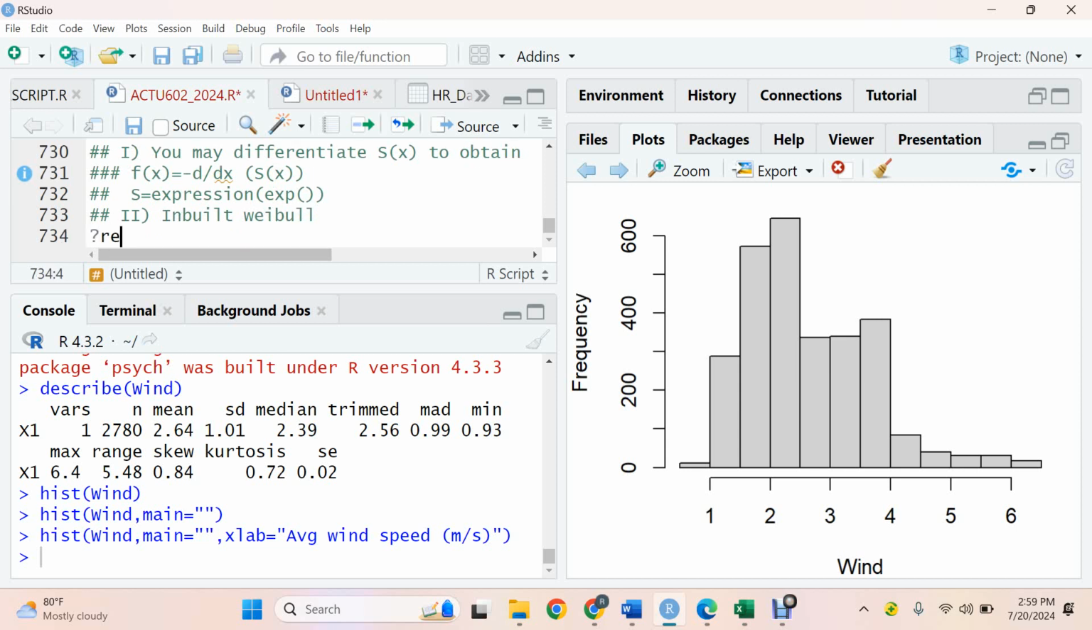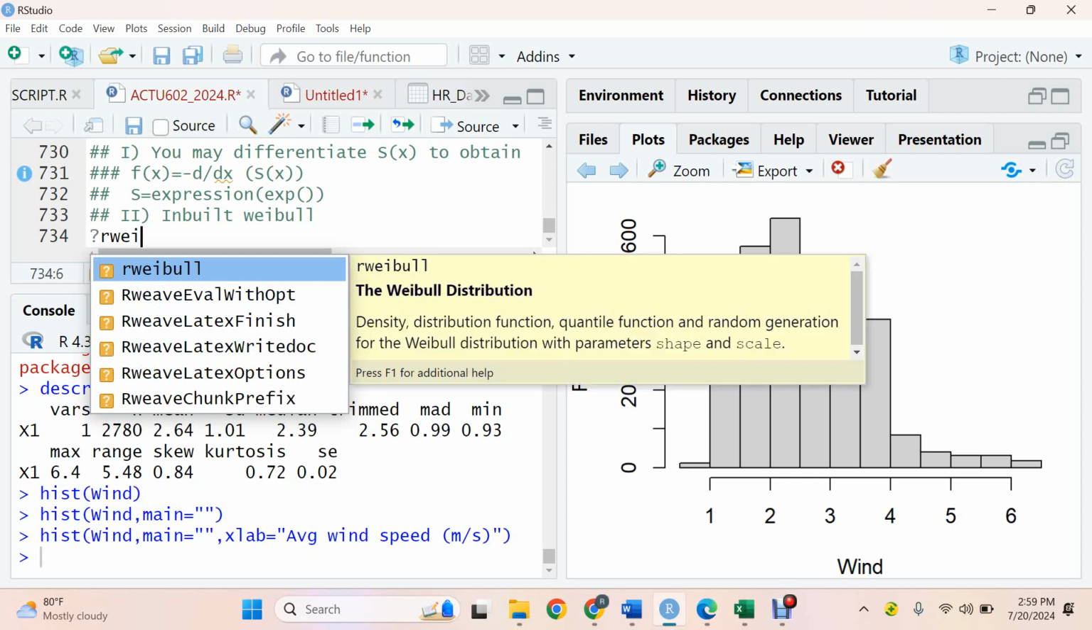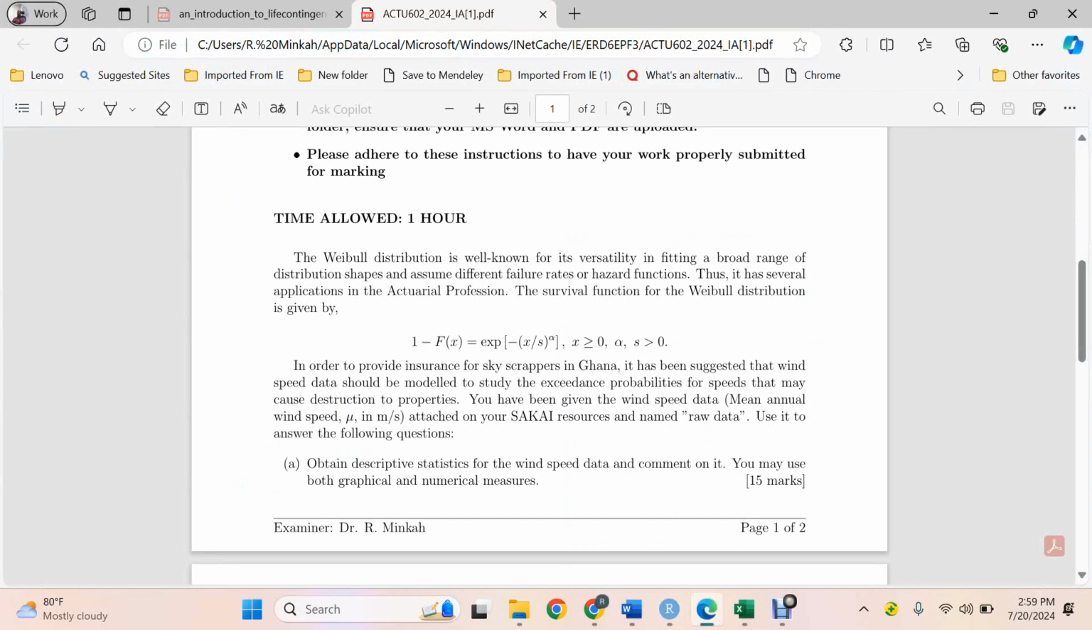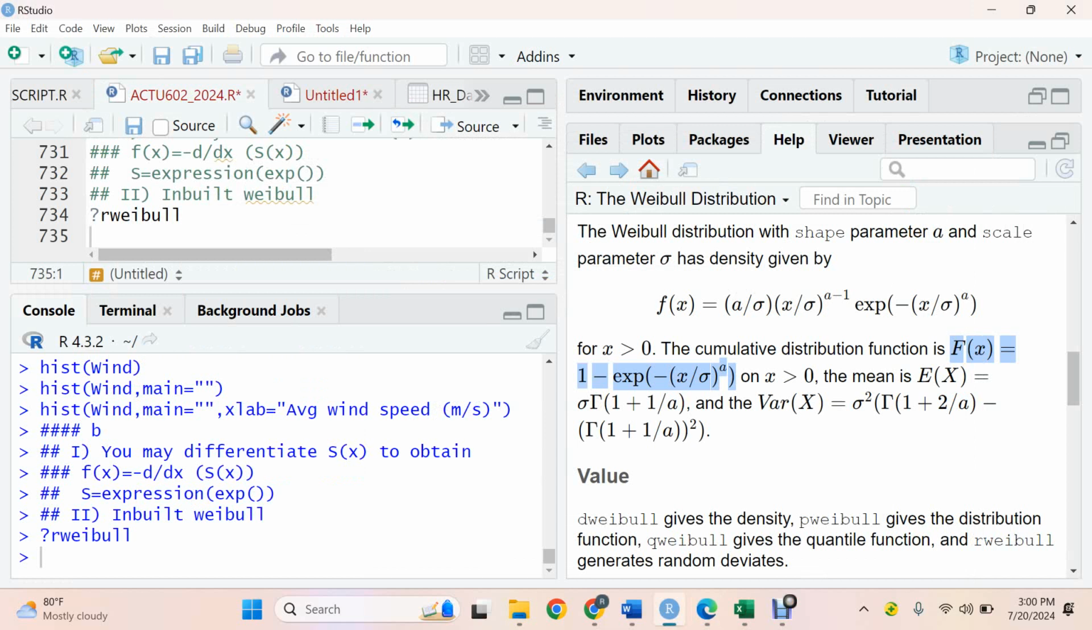To do that, we do R Weibull, and then we check. When we come here, this is the PDF. But we know the survival function. Is it the same as what we have in the question? It's the same, because you need to send one to the other side. If I send F to the other side, this will go to the other side. Then we have exactly what we have over here. It's the same.